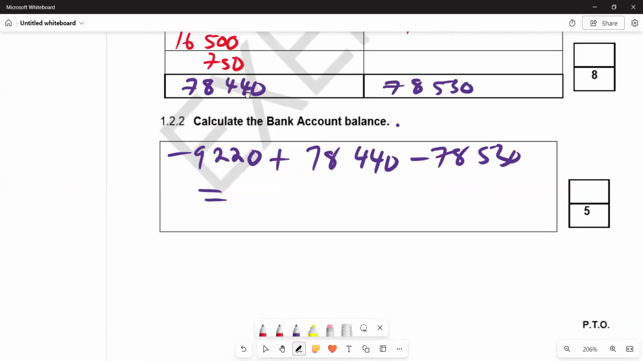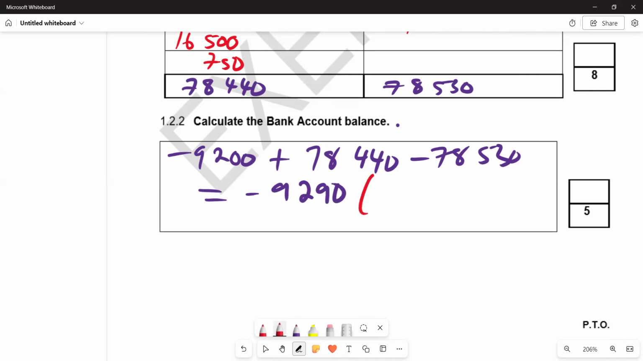So we're saying this figure that we're having here is going to be negative 9,200. And then you add 78,440, you subtract 78,530. So the final figure that you're supposed to get there is a negative 9,290, which is an unfavorable balance.